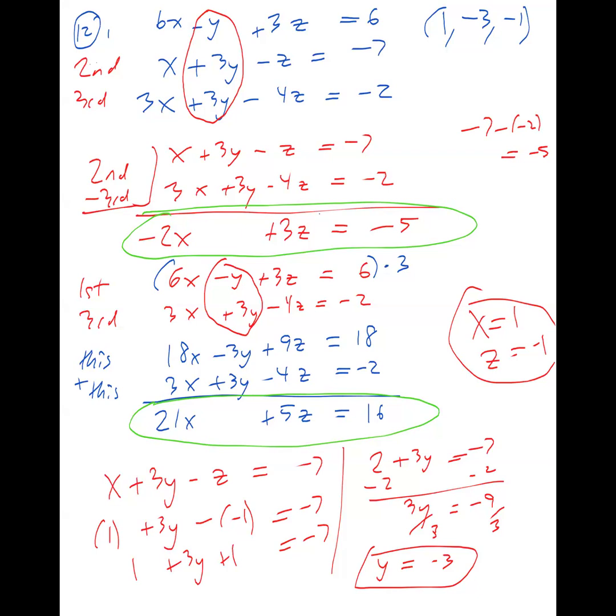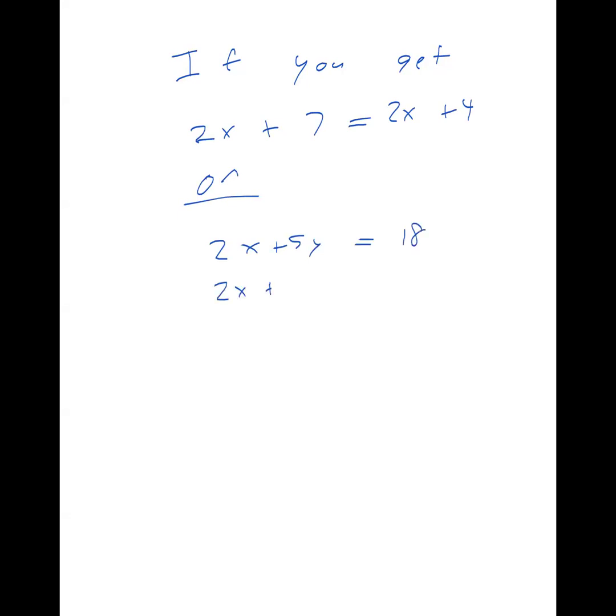So let me give you a hypothetical example. If you ever get to a question like this, what if you got to something like 2x plus 7 equals 2x plus 4? If you ever get to a point like that, or something like this, let's just say you get to 2x plus 5y equals 18, and then you get to 2x plus 5y equals 25.